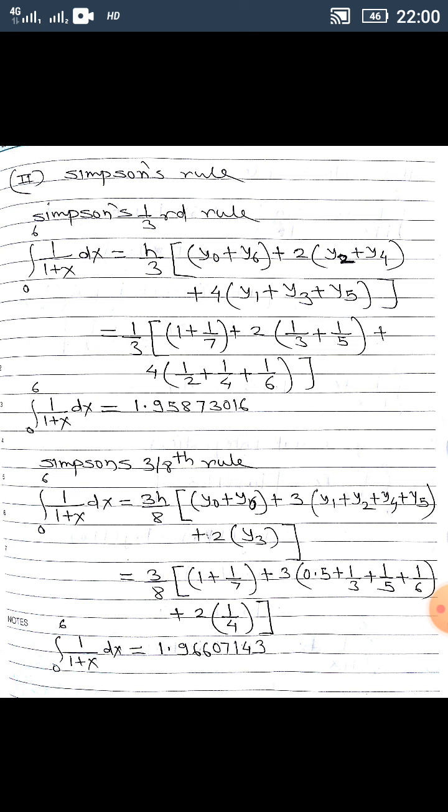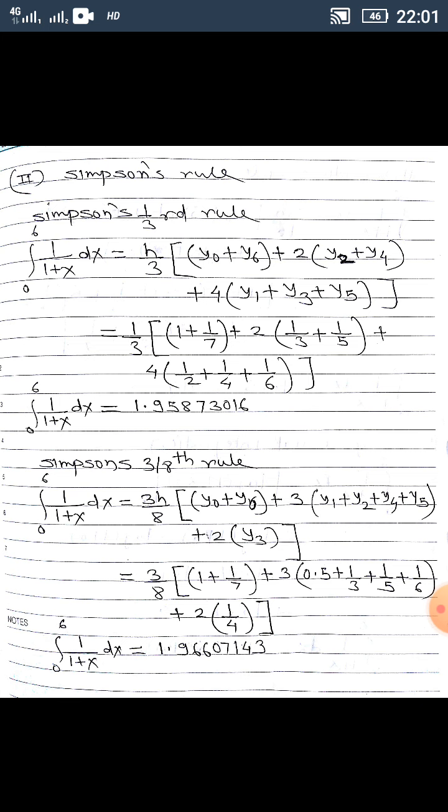Now substitute all values there. h is 1, so 3 into 1 is 3, 3 by 8 times y0 1 plus 1 by 7 plus 3 times y1 is 0.5, y2 is 1 by 3, y4 is 1 by 5, y5 is 1 by 6, plus 2 times y3 is 1 by 4. Now if you simplify, we get the value of the integration by using Simpson's 3/8 rule as 1.96607143. Okay, the values are very near.